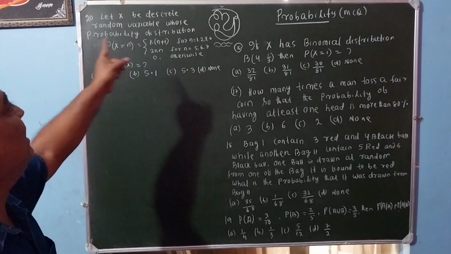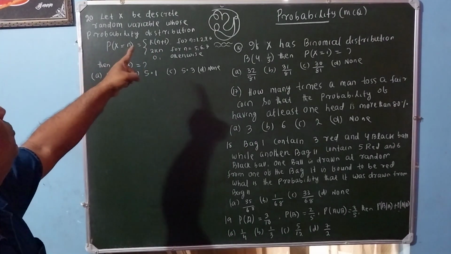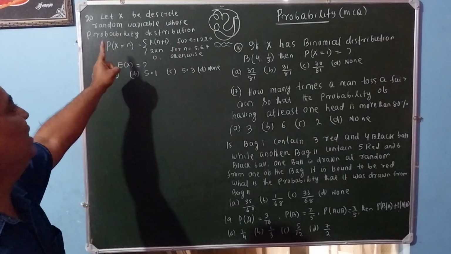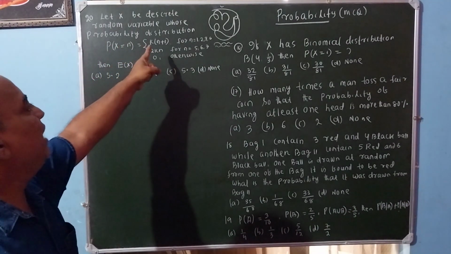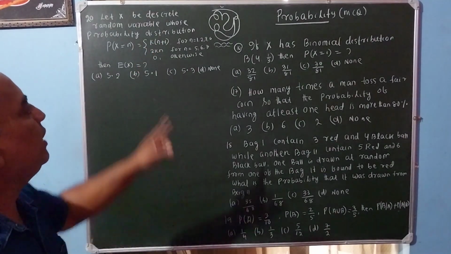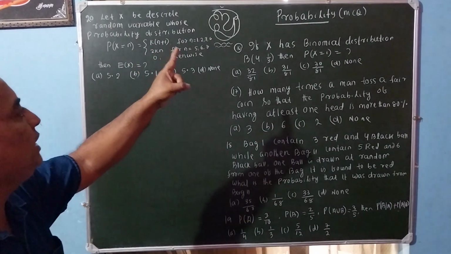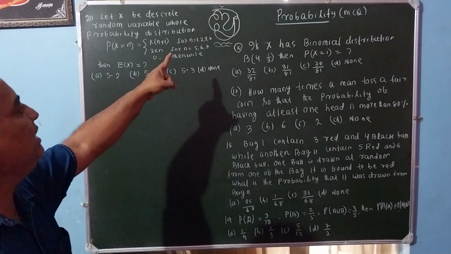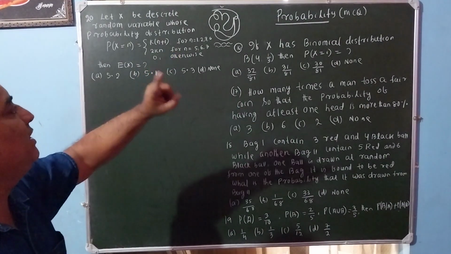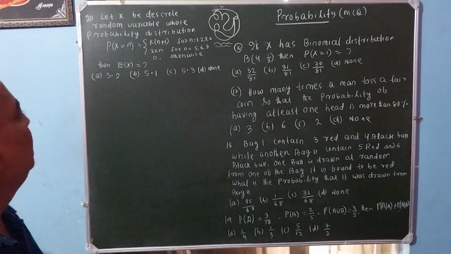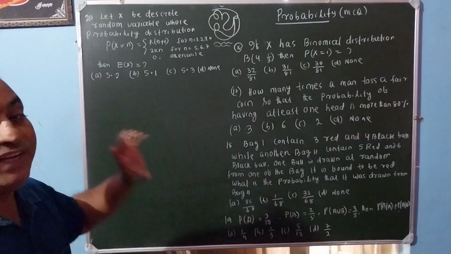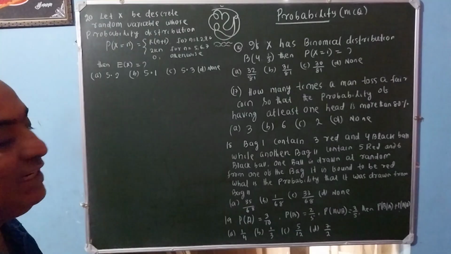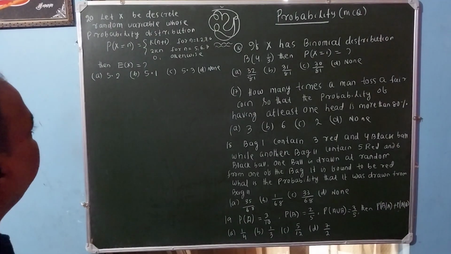Let X be a discrete random variable whose probability distribution is: probability of X equals n is k times n plus 1 for n equal to 1, 2, 3, 4, and 2kn for n equal to 5, 6, 7, and 0 otherwise. Find the expectation E(X) of that probability distribution. So how can you do it?